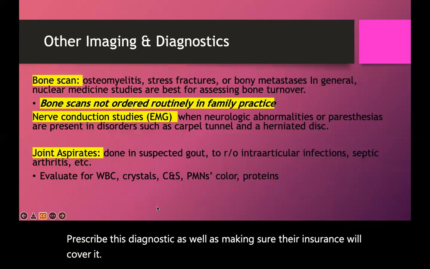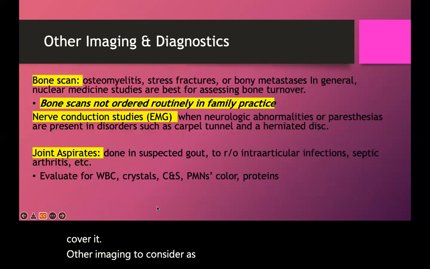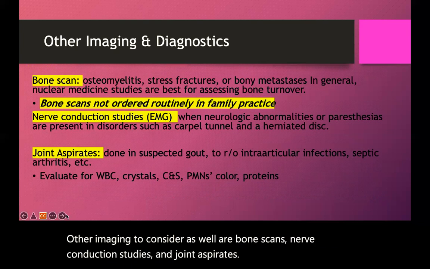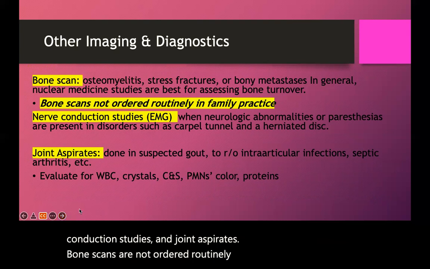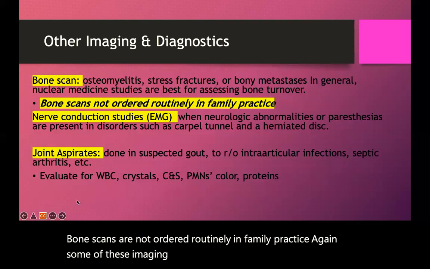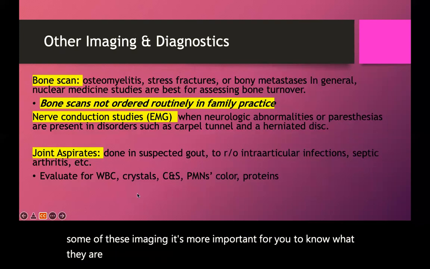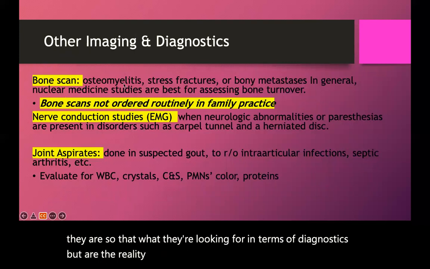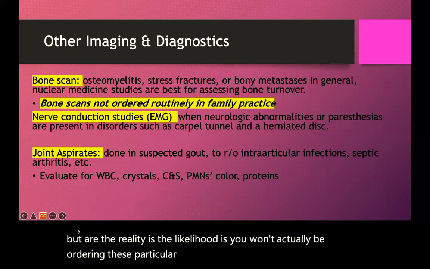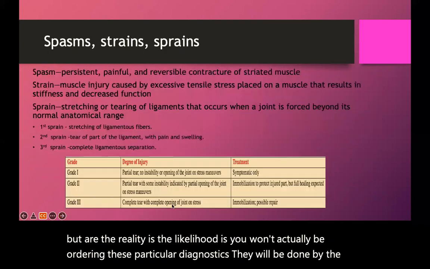Other imaging to consider as well are bone scans, nerve conduction studies, and joint aspirates. Bone scans are not ordered routinely in family practice. Again, for some of these, it's more important for you to know what they are so that you know what they're looking for in terms of diagnostics. But the reality is the likelihood is you won't actually be ordering these particular diagnostics. They will be done by the specialists.